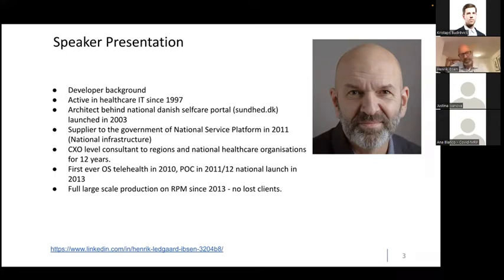So I have a developer background, and this dates back to the 90s, like the last millennium. I'm that old. I've been active in healthcare since 1997, where I did my first clinical database for heart failure in Denmark, and I made a big entrance on the stage of healthcare IT nationally in Denmark when I was awarded the opportunity to build and design the principles and the components behind the national Danish healthcare portal, which was launched in 2003, and will have a 20-year anniversary next year. That's how long it's been operational.